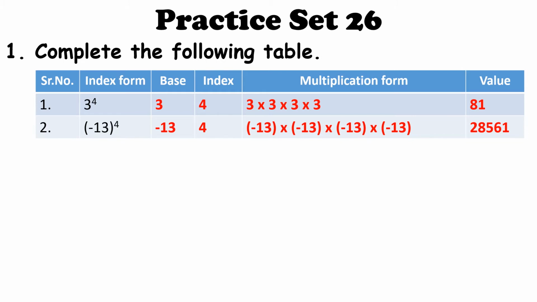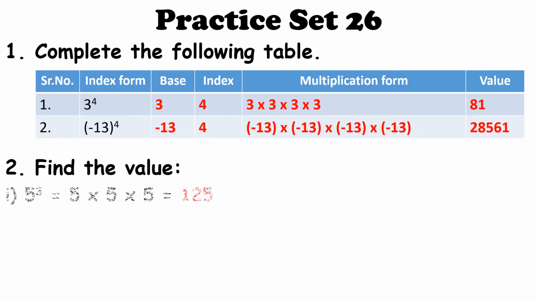Let's take another example. Minus 13 raised to 4. So, minus 13 is the base and 4 is the index. So, its multiplication form will be minus 13 multiplied by minus 13 multiplied by minus 13 multiplied by minus 13. Its value will be 28,561. Let's solve main question number 2, that is, find the value.